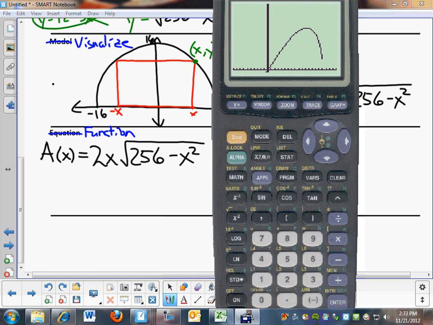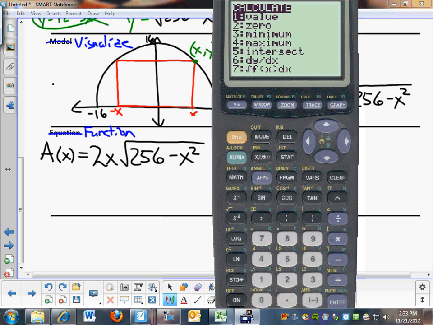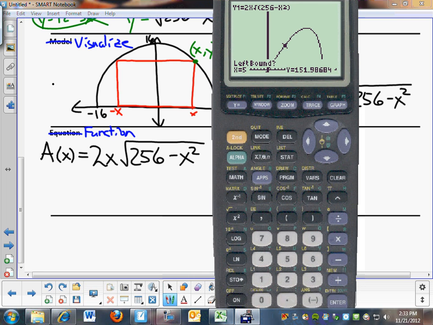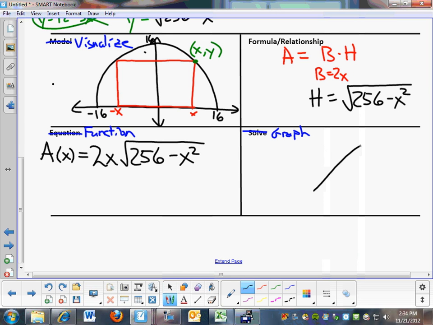Can you find a maximum of that shape? Sure, how do I do that? Calculate, number 4. I'm going to go up to my maximum. Okay, and I need to go to the left. To the left, to the left, to the right, to the right. I don't want to guess. I get 11.31 and 256. So I've got this shape, and that point is 11.31, 256.